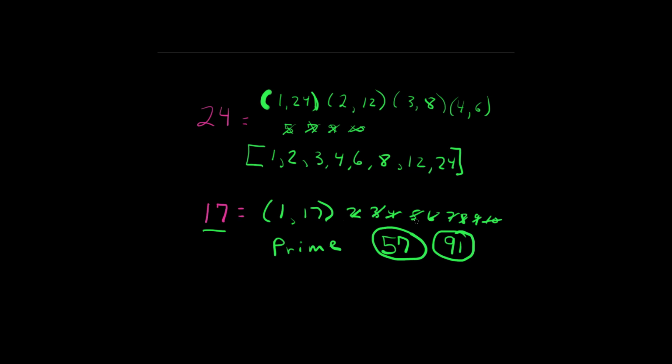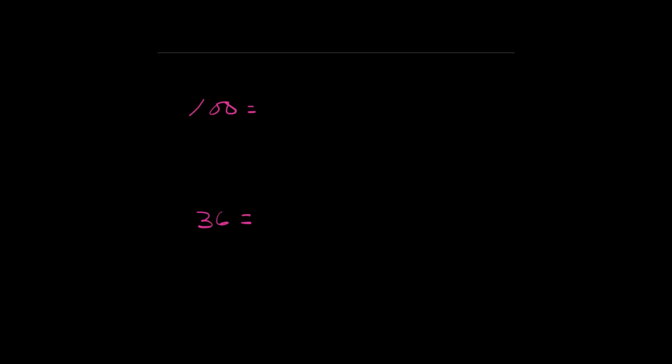All right, so let's look at our last 2 examples. All right, our last 2 are the number 100 and the number 36. So let's go ahead and do our counting up. So 1 times 100, 2 times 50. I'm just going to skip ahead a little bit. 4 and 25. All right, I can think about 6s, 7s, 8s, 9s, and then we're going to get to 10. 10 times 10. Okay, and 5 and 20.